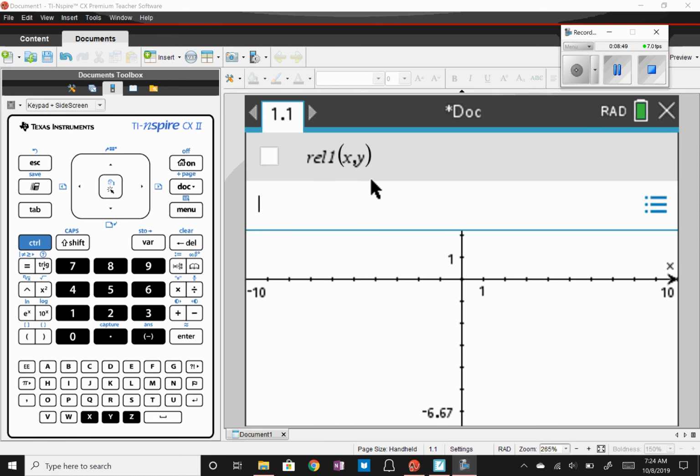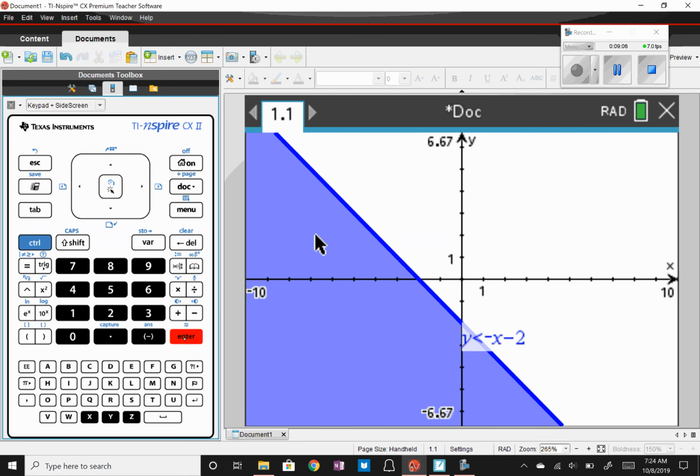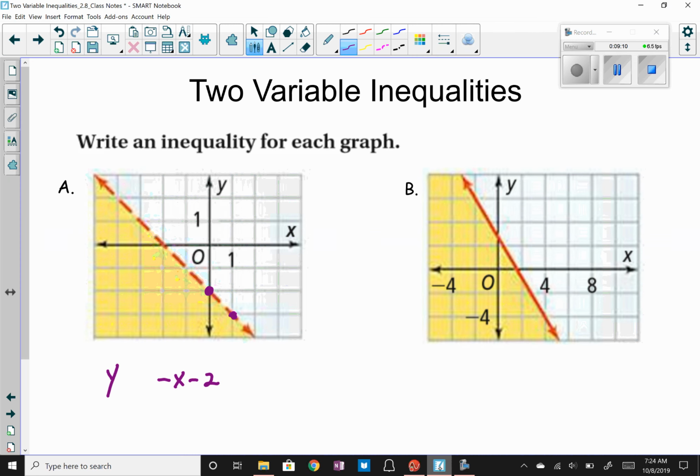So we'll try y is less than -x minus 2. It shows us that the shading is on the bottom. So the symbol is less than.